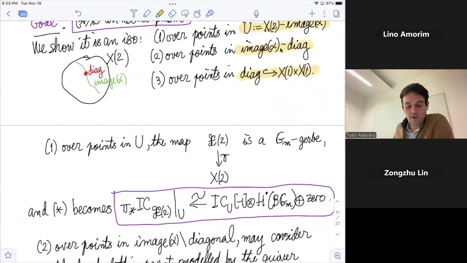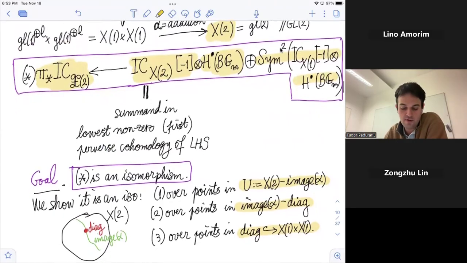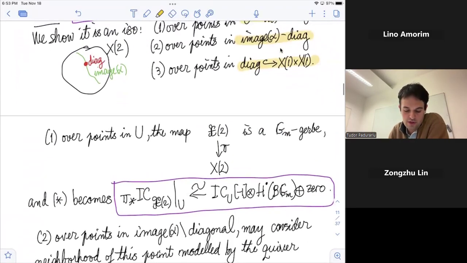So here it is straightforward. Over points in the open locus, the map from the stack to X2 is a Gm-gerbe. It's just this Gm, the diagonal Gm that acts trivially on the representation. So then star will not have a second summand. This Sym2 summand that's supported on the image of the addition map is 0. So it's just the pushforward of IC of X2 restricted to U, and IC of U, which is just the constant sheaf on U shifted by dimension, times the cohomology of BGm. So this is indeed an isomorphism.